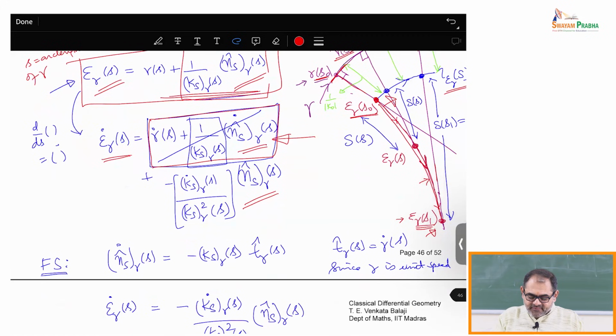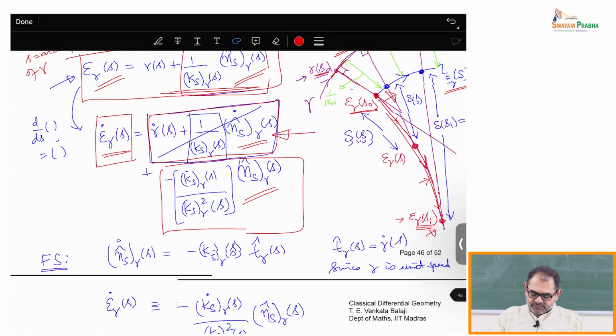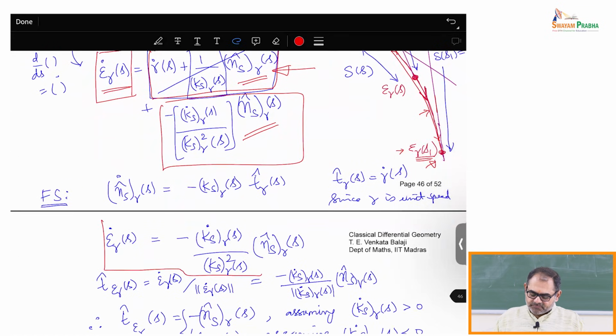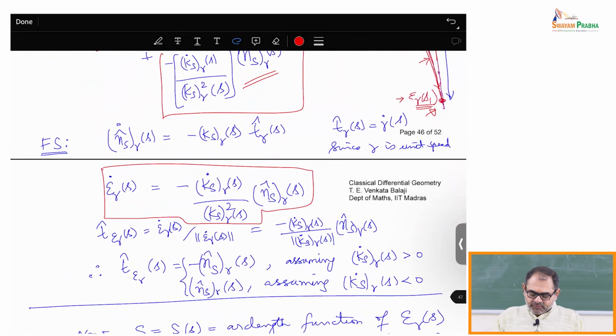Whenever you apply the Frenet-Serret relation, you have to be careful that the curve must be parameterized by arc length, plus or minus arc length plus a constant. In this case it's actually arc length. So the tangent vector to the evolute, you are left with only this. This is what you get for the tangent vector to the evolute, and we want the unit tangent vector to the evolute. For that you have to take this vector and divide it by its norm.